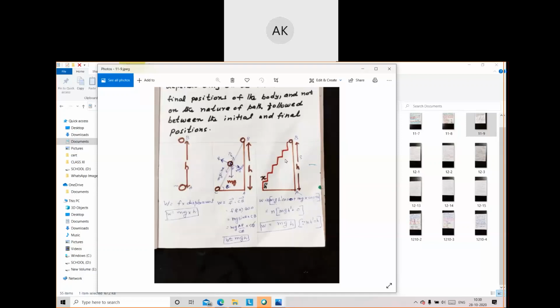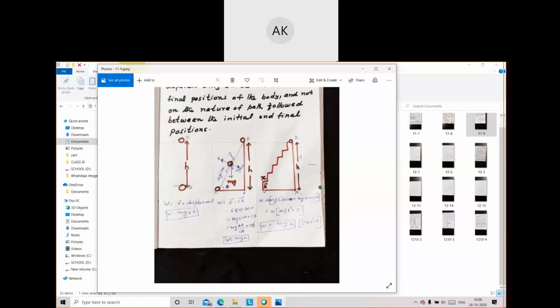There are n such steps. This is for one step; we have calculated this for one step. There are n steps, so you have to multiply by n. So n into mg h dash cos 0, which is 1, so mg h dash, plus cos 90 is 0. So that term vanishes; that will not be there. So that will be taken as 0, and we get n into mg h dash.